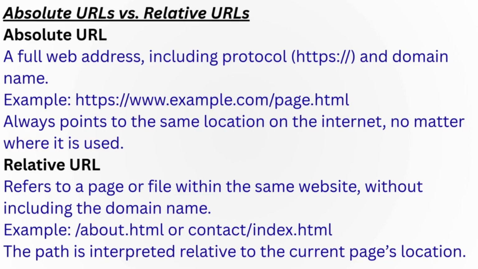But a relative URL is a path relative to the current page's location. For example, images/photo.jpg points to a file inside the images folder in your project. So, relative URLs are useful for linking files within the same website because they don't depend on the full web address. In short, use absolute URLs for external websites and relative URLs for your own files in your project folder.